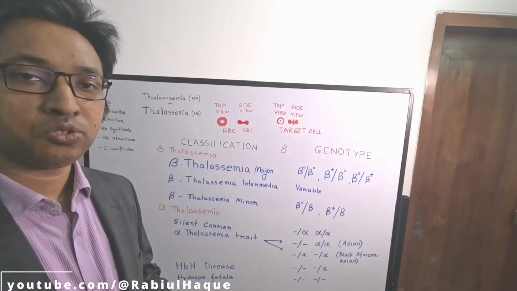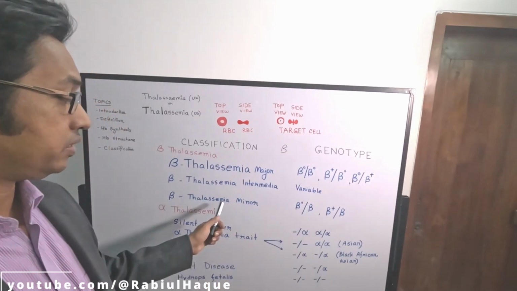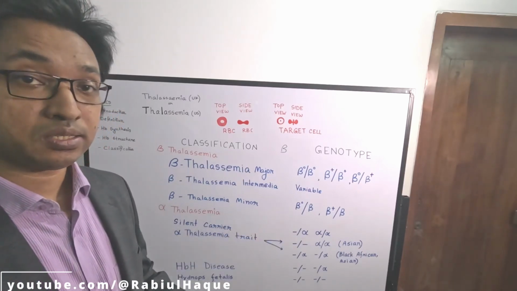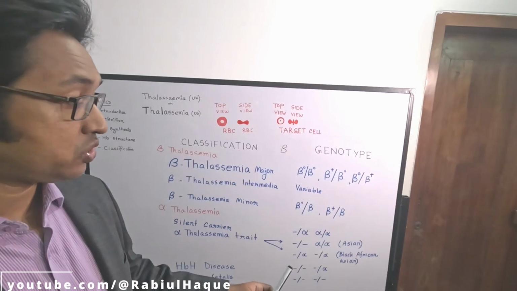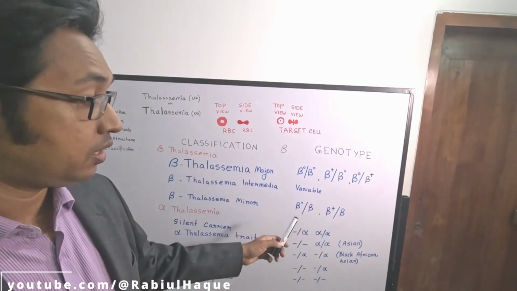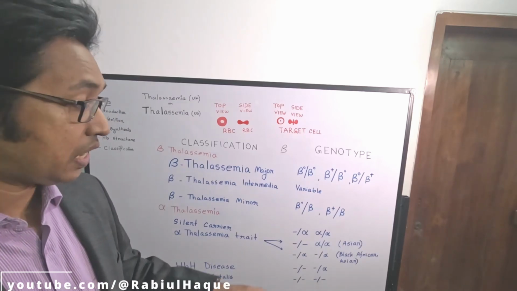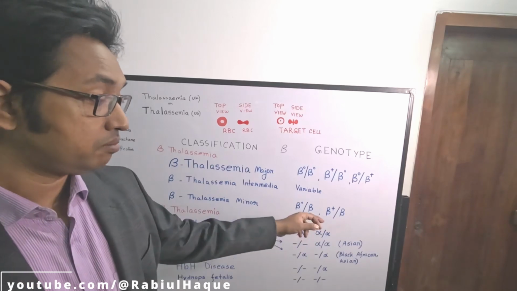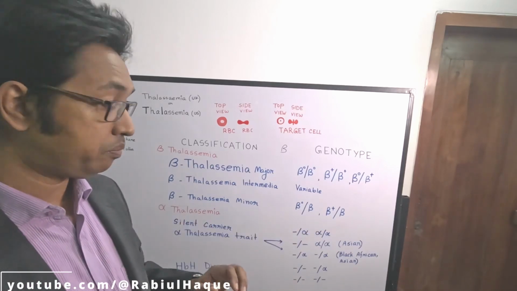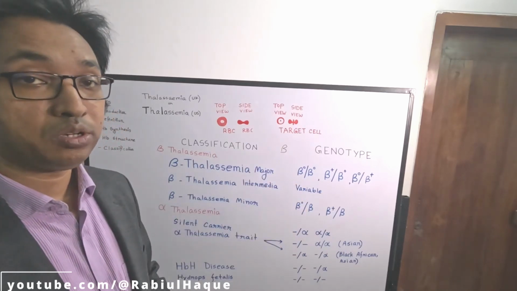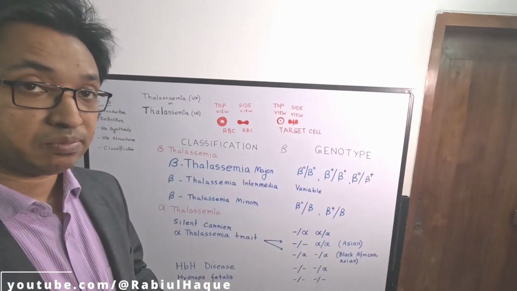On the other hand, when we are talking about beta thalassemia minor, there we will have heterozygous thalassemia. That means we will see that one beta globin gene is normal and the other one is mutated. Either the mutation is beta 0 or the mutation may be beta plus. So always remember, beta-thalassemia minor genotypically will be heterozygous thalassemia.